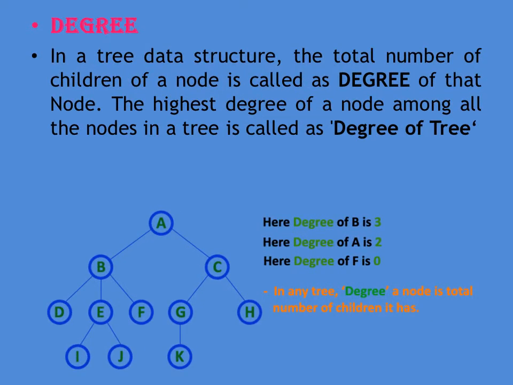Degree. In tree data structure, the total number of children of a node is called as degree of that node. The highest degree of a node among all the nodes in a tree is called as degree of a tree. Here, degree of B is 3, whereas degree of A is 2. Here, B is called as the degree of tree.